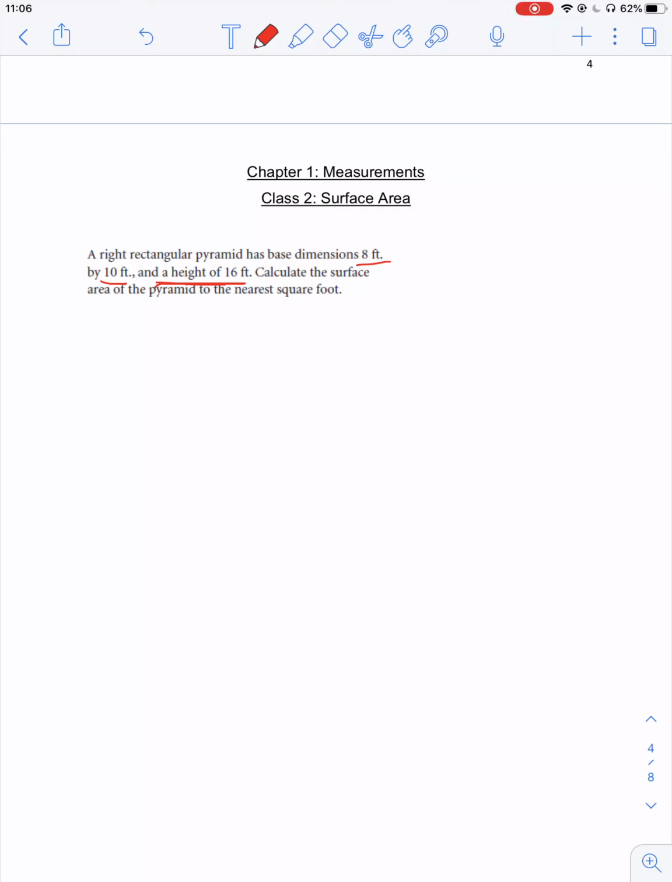Now, here you have to be careful. See, they're using the word height, right? They're not talking about slant height. So that means you'll have to calculate the slant height separately using the Pythagorean theorem. Okay, so again, my drawing is not that great, so let me just draw this pyramid as best as I can. Maybe something like this. And then if this is my apex, and then I connect all, so maybe something like this.